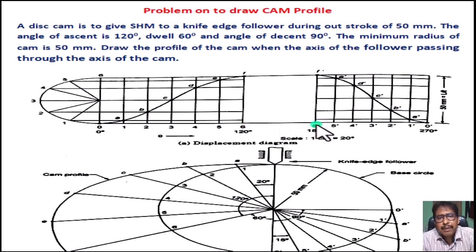Again we divide the portion of length 4.5 centimeters, the angle of descent of 90 degrees, into 6 equal parts. This is 6 dash, 5 dash, 4 dash, 3 dash, 2 dash, 1 dash. Now we draw the vertical lines from 6 dash, 5 dash, 4 dash, 3 dash, 2 dash, 1 dash, and from 0 dash.